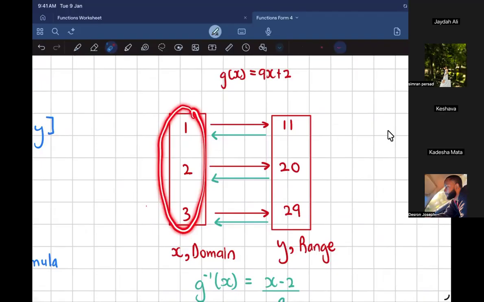Imagine you have 1, 2, or 3. I plug that into the function, right? So the function says 9 times 1, then add 2. So it gives me 11. You understand what I'm saying?